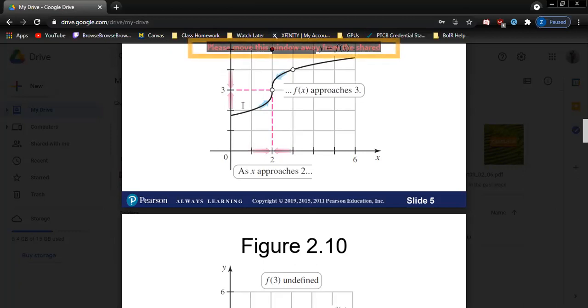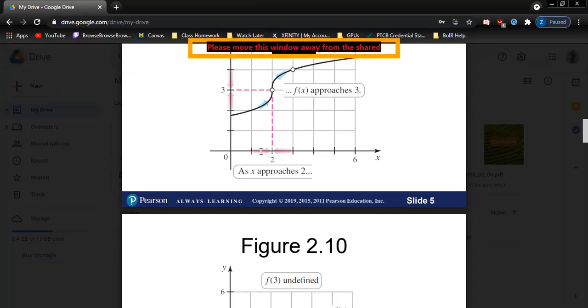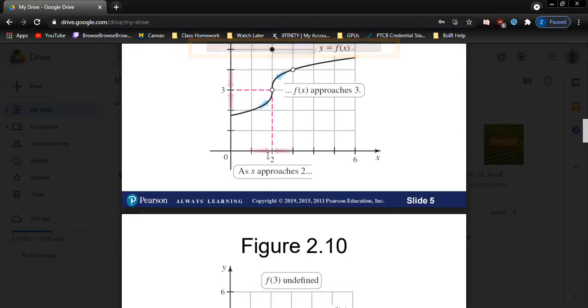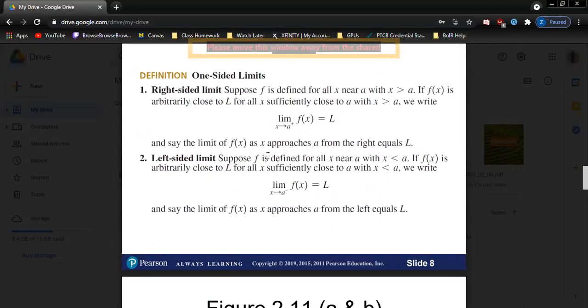Now we'll see what happens. See, we are approaching from the left towards 2, right? And this functional value is approaching towards that hole again. So f of x is arbitrarily close to this L, which is 3, for all x less than 2. So we say it's the left-sided limit. Now, any question from this?